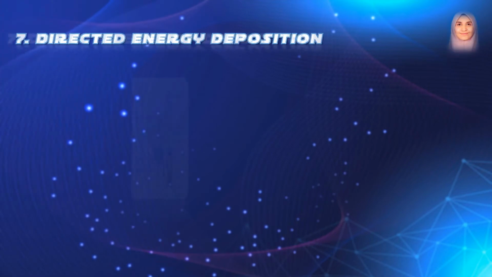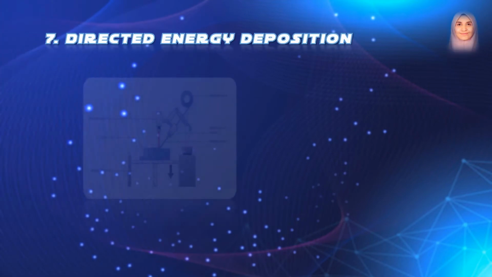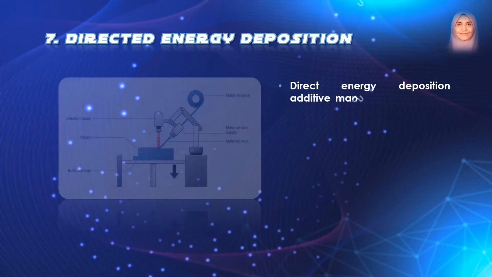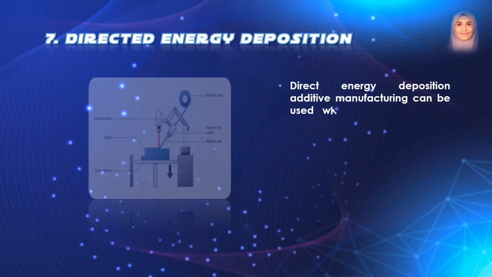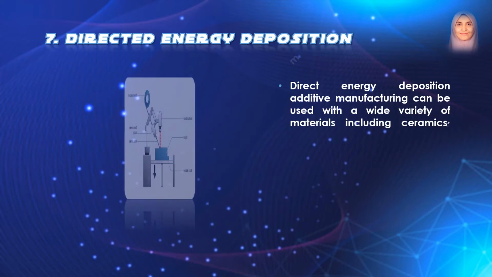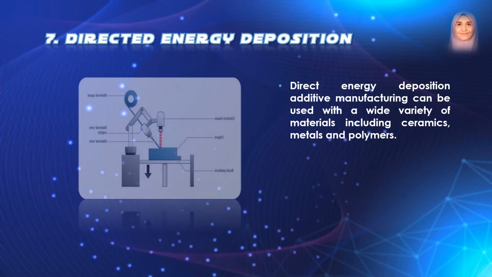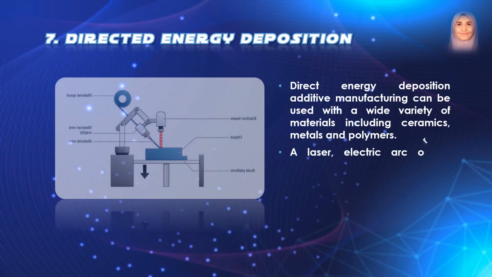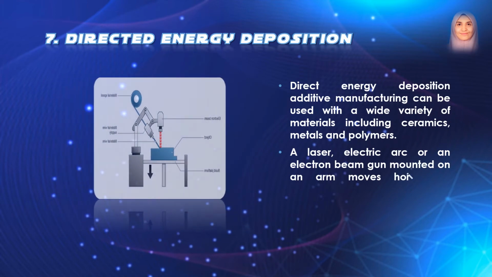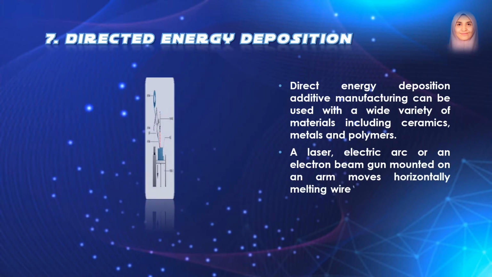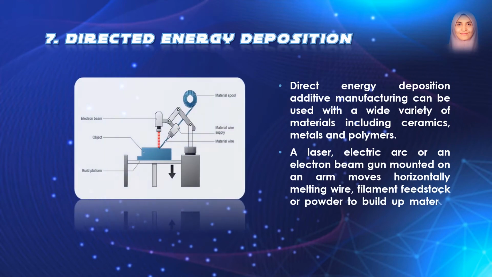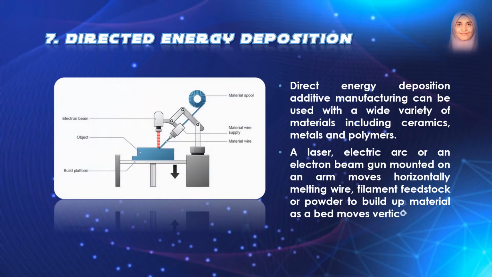And the last one is directed energy deposition. Directed energy deposition additive manufacturing can be used with a wide variety of materials, including ceramics, metals, and also polymers. A laser, electric arc, or an electron beam gun mounted on an arm moves horizontally, melting wire, filament feedstock, or powder to build up material as a bed moves vertically.